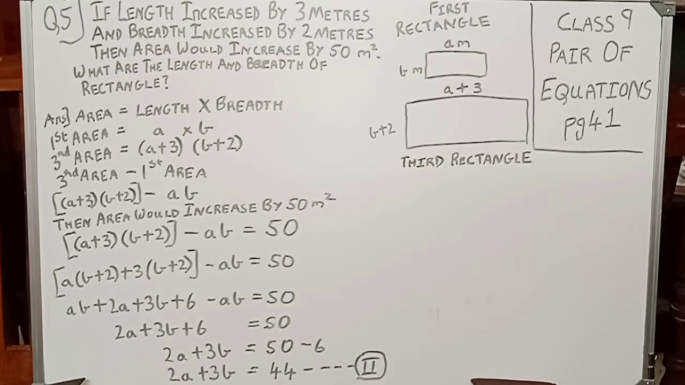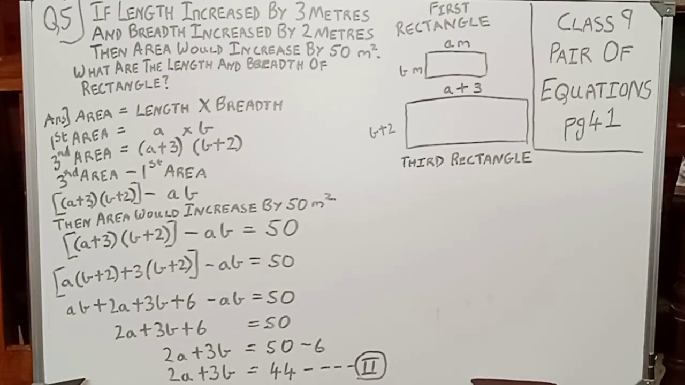Previously we had seen that both need to be multiplied, so we have to take one as a constant. Here I have taken the second, b plus 2, as constant, and a is multiplied with b plus 2 first, and then the plus 3, which is of the first inner bracket, is multiplied to the second bracket. So a into (b plus 2), plus 3 into (b plus 2), and the bigger bracket gets closed. Minus AB is equal to 50.